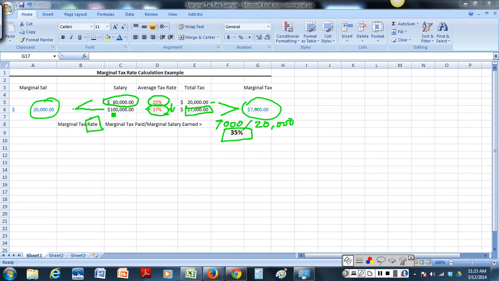So when you decide to take that additional $20,000 salary, you have to consider that you would be paying 35% tax. Is it still worth it? That's how you make decisions. You should make decisions at the margin, not based on average.